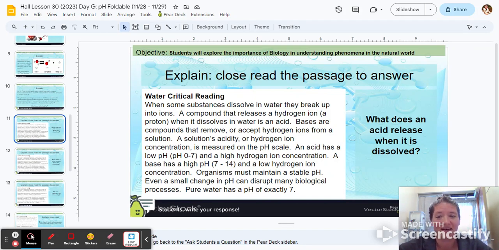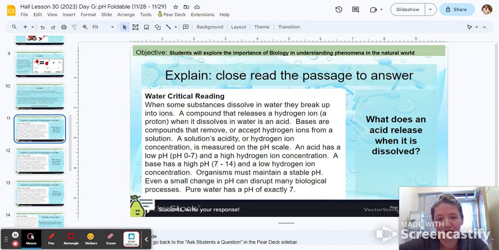An acid has a low pH, a pH of 0 to 7, and a high hydrogen ion concentration. Because remember, it was 10 to the negative, right? So those lower numbers is actually a bigger decimal. A base has a high pH, 7 to 14, and a low hydrogen ion concentration. Organisms must maintain a stable pH, and even a small change in pH can disrupt many biological processes. Pure water has a pH of exactly 7.